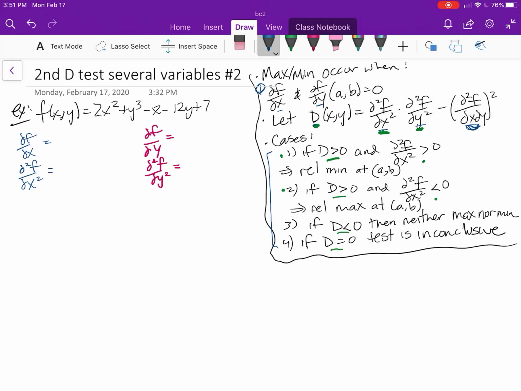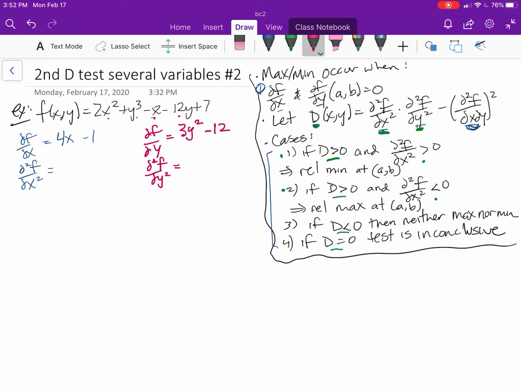Okay, let's do another example. The function is obviously different: 2x squared plus y to the third minus x minus 12y plus 7. Steps, I left all the rules here to the right, and these partials are the same step as the last video. So looking at f partial x, we get 4x, 0, minus 1, and then 0, 0, right? Partial y, we get 0, we get 3y squared, and then 0, minus 12, and then 0.